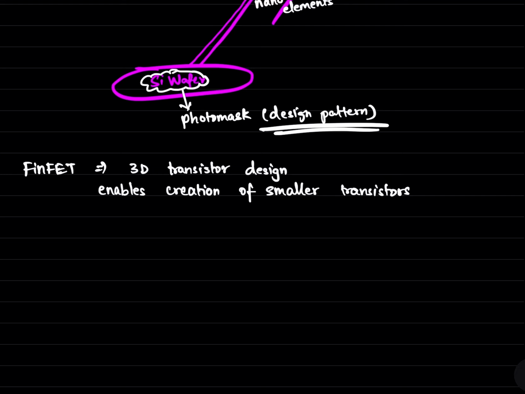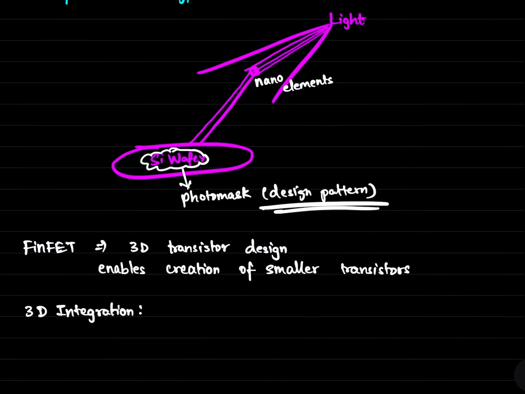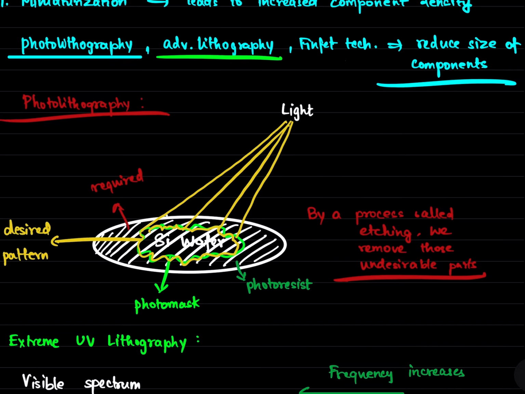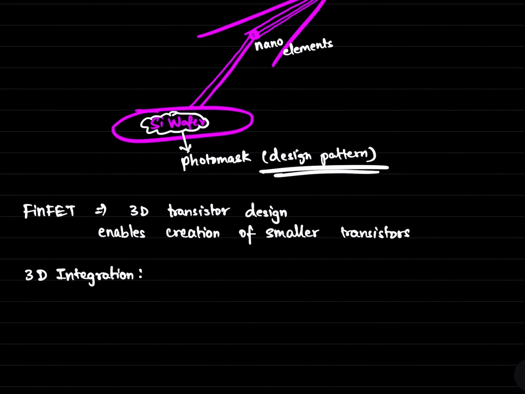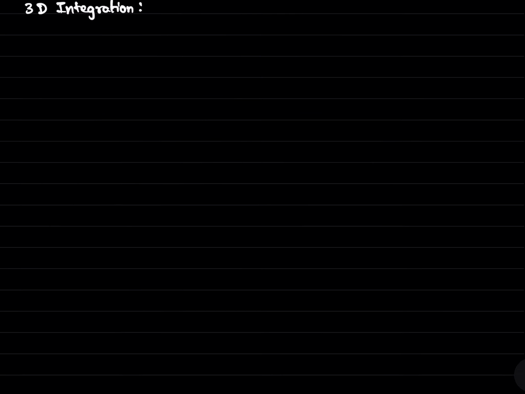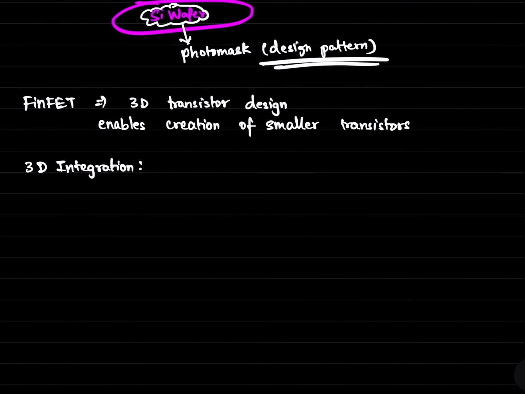And another very significant process we use is 3D integration. Basically these are all different techniques: photolithography, advanced lithography, FinFET technology, 3D integration. These are all done to miniaturize, to enhance the component density within the ICs. So 3D integration is stacking multiple ICs.